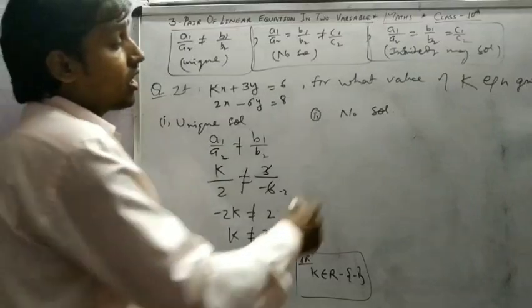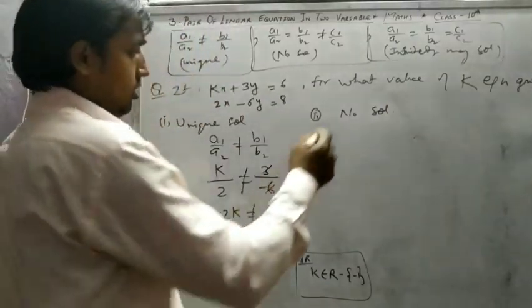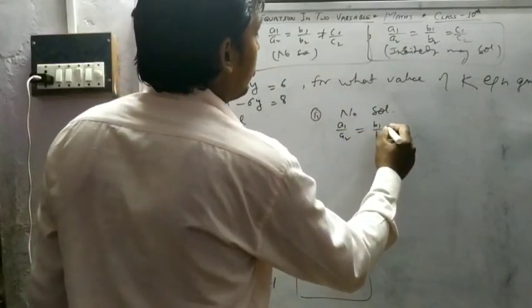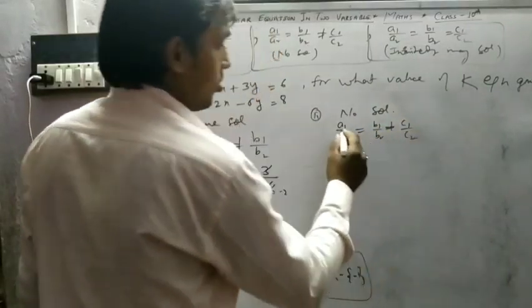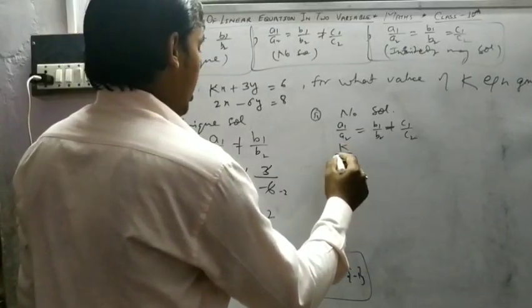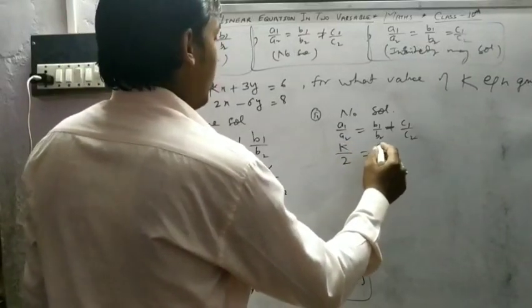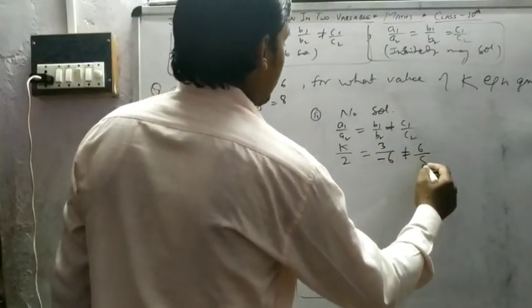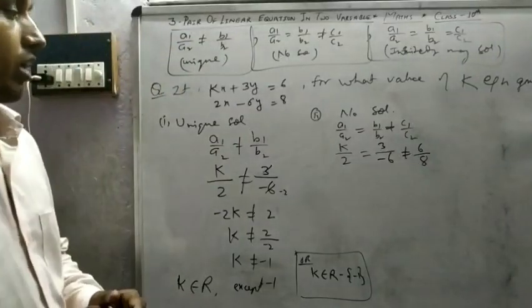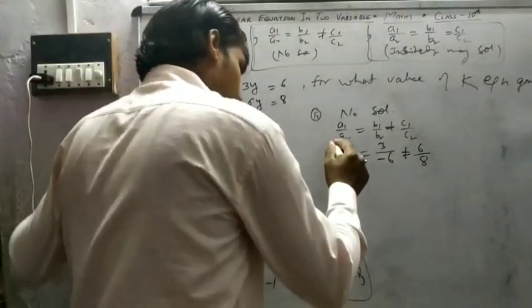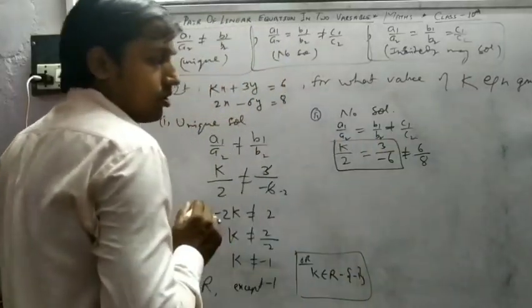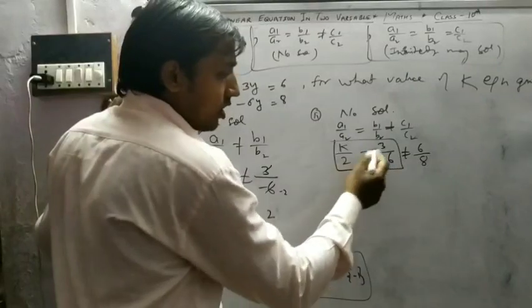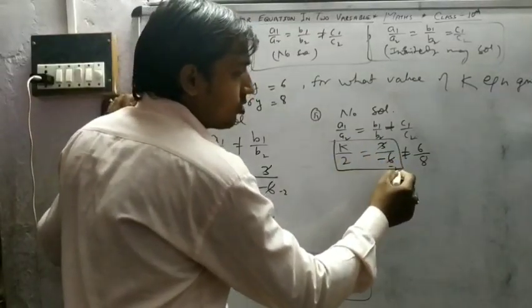If you want the equation to give no solution, find the value of k. Then write the condition: A1 upon A2 is equal to B1 upon B2 is not equal to C1 upon C2. A1 k, A2 2, B1 3, B2 minus 6, is not equal to 6 upon 8. So k is here, so you can take these two. Okay? Because you want the value of k, so why do we use the not equal to sign? Then cross multiply. It cancels out.